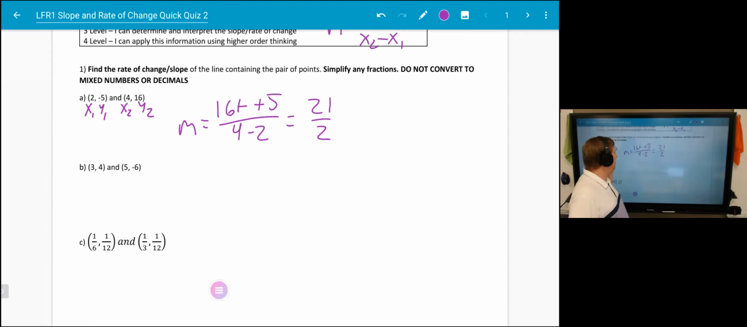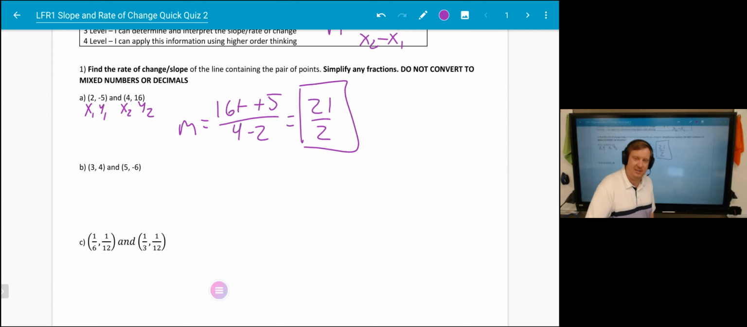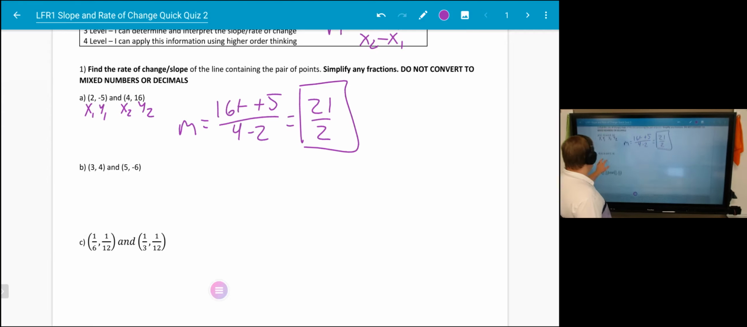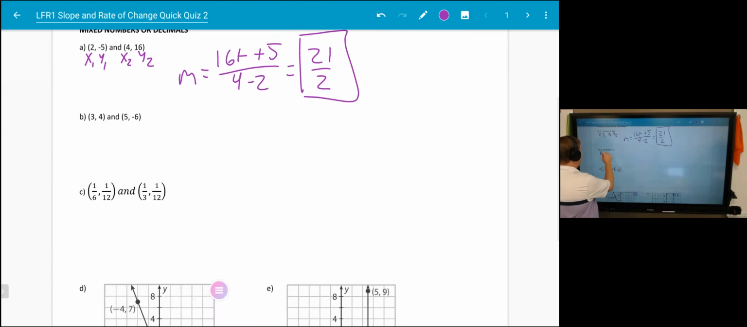Do not convert to mixed numbers. Check. Do not convert to decimals. Check. 21 halves. That is the correct answer. That's the solution. That's how I want it to see it.